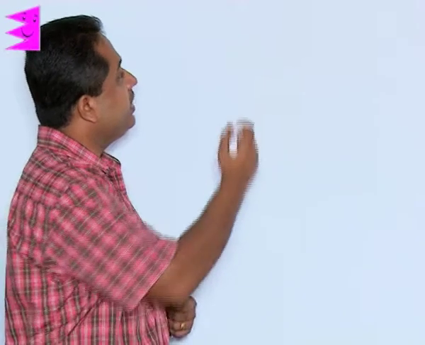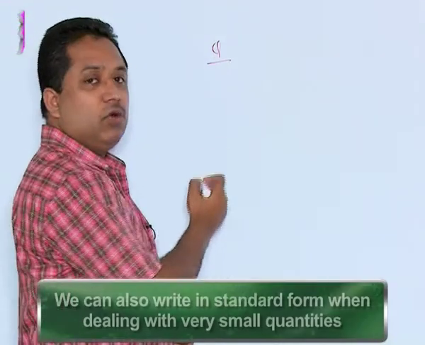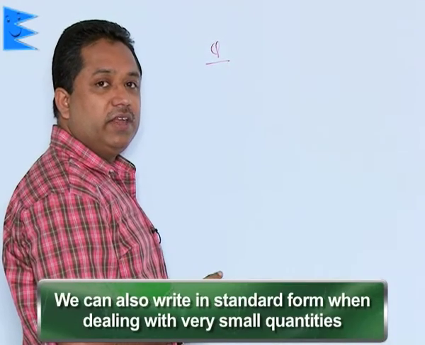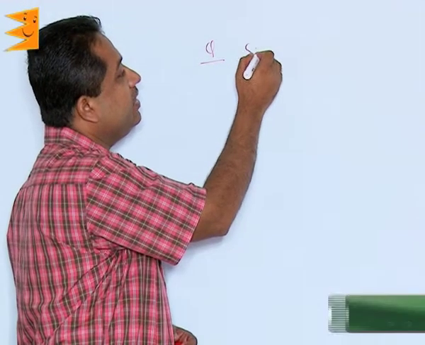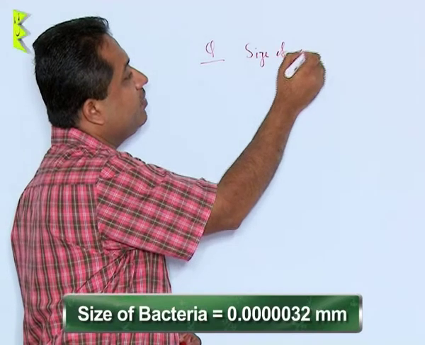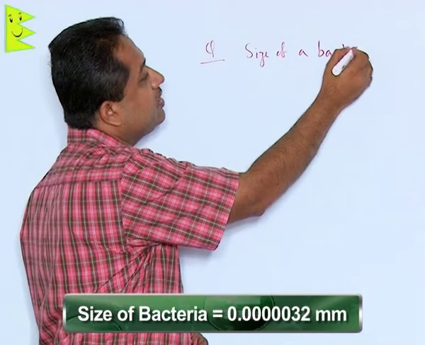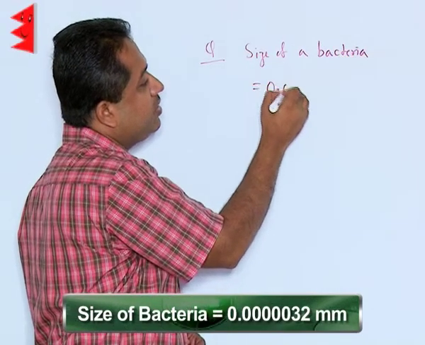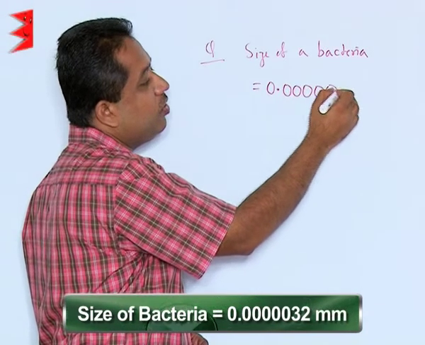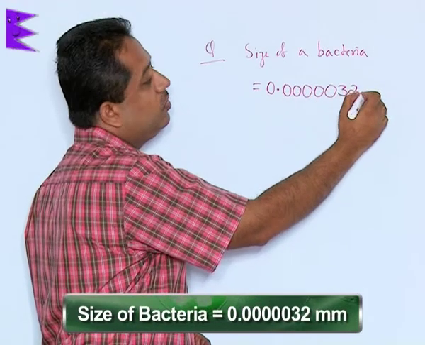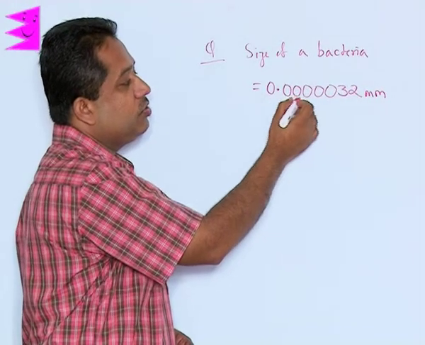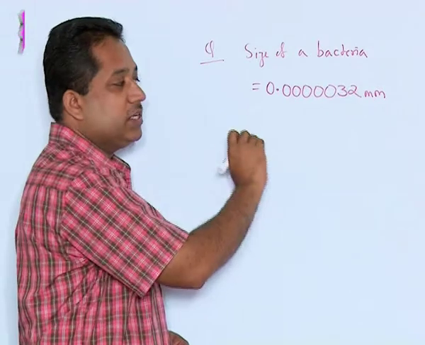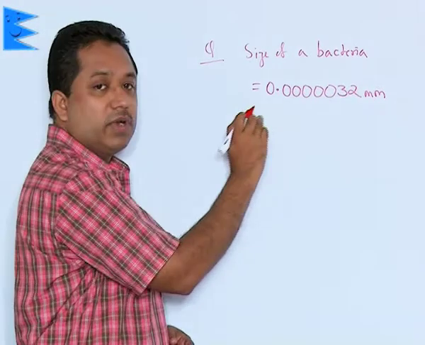Now here we saw in the previous case we were dealing with large quantities. We could also write in standard form when we are dealing with very small quantities. For example, let's say the size of a bacteria is 0.000032 millimeters. This is the size of a bacteria, 0.000032 millimeters. Now this is a very small quantity.